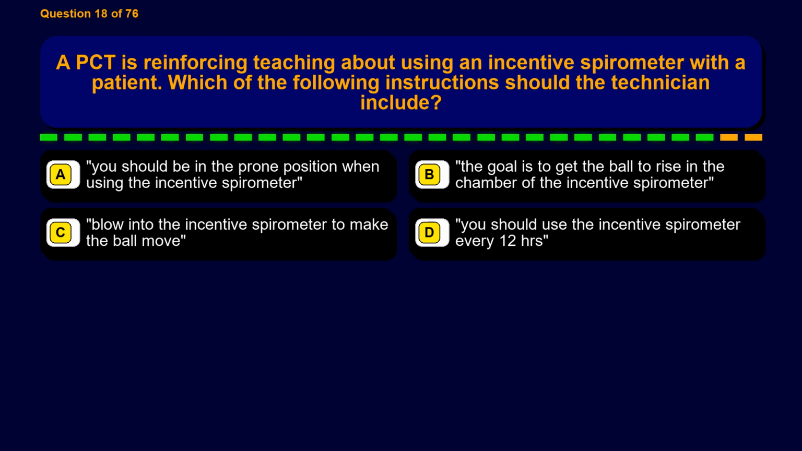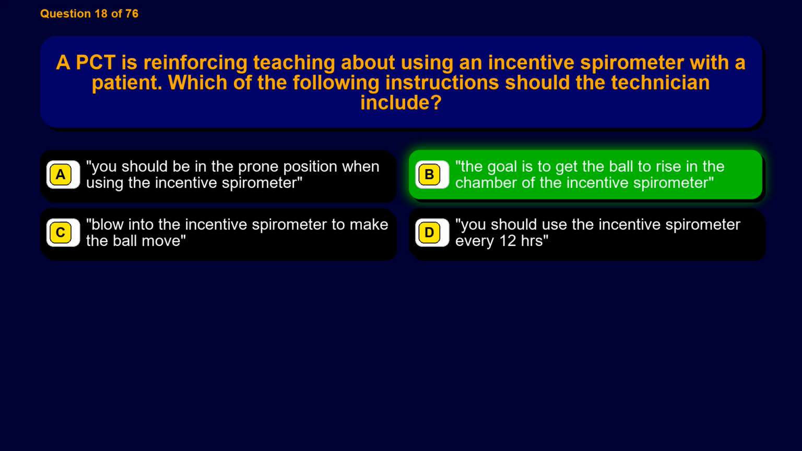Question 18. A PCT is reinforcing teaching about using an incentive spirometer with a patient. Which of the following instructions should the technician include? Option A, you should be in the prone position when using the incentive spirometer. Option B, the goal is to get the ball to rise in the chamber of the incentive spirometer. Option C, blow into the incentive spirometer to make the ball move. Option D, you should use the incentive spirometer every 12 hours.